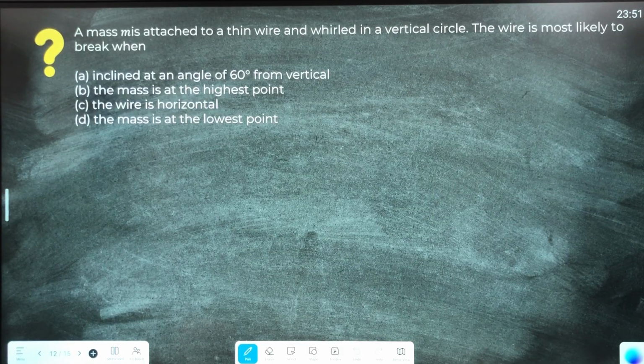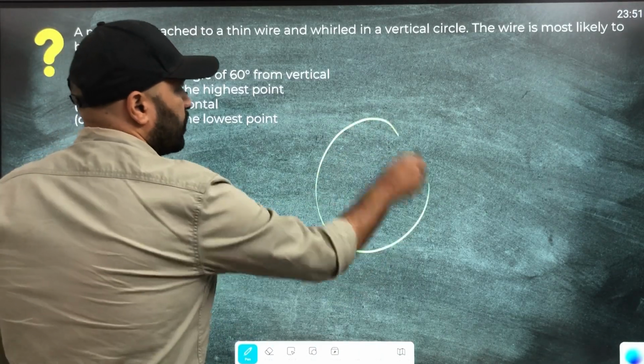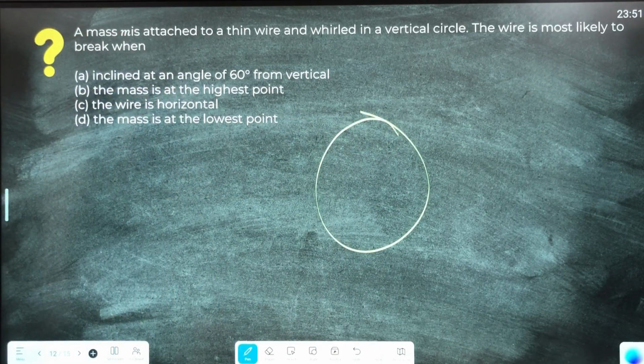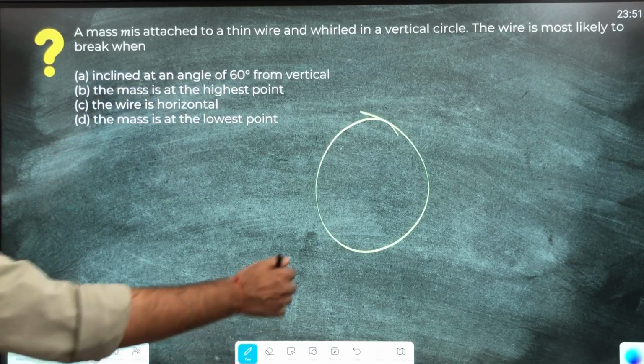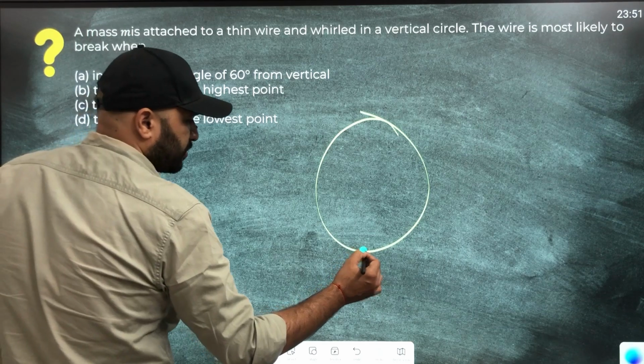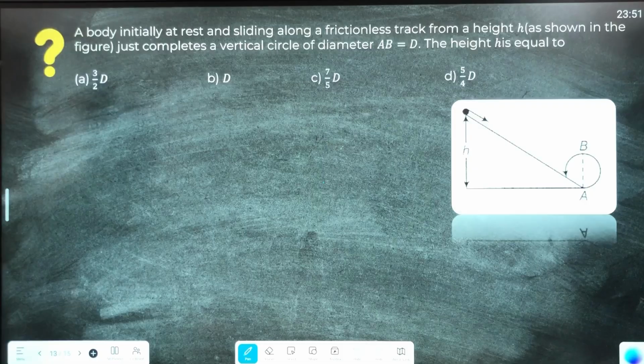A mass M is attached to a thin wire and whirled in a vertical circle. The wire is most likely to break when inclined at an angle of 60 degrees from... no, it will most likely break here, because maximum tension is here, when the mass is at the lowest point. Direct problem. Okay, let's see the next question.